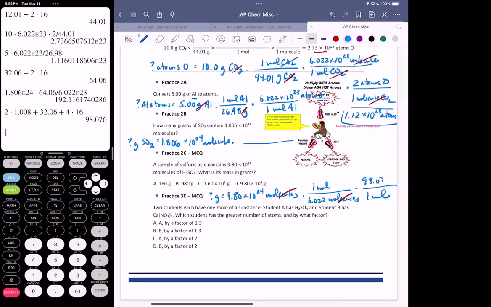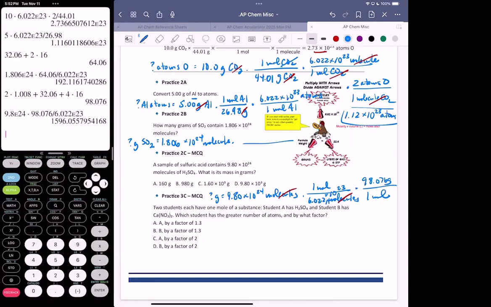grams. So we put 9.8 times 10 to the 24 times 98.06 divided by 6.022. Oops, I left out times 10 to the 23rd. That's important. And I get 1596, or on 3 sig figs, it would be about 1600. No, that would be 2 sig figs. So 1.60 times 10 to the third. There we go. Letter C.